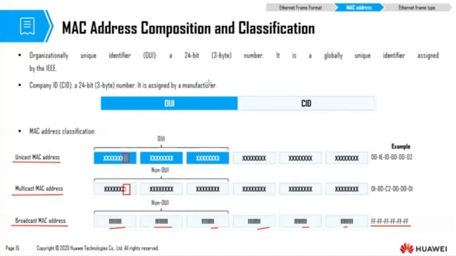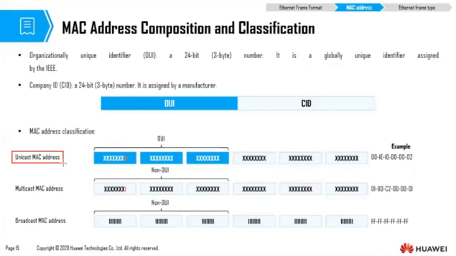Okay. So the other thing you need to know, unicast MAC address. Unicast MAC address can be used as the source or destination address. Are we together?